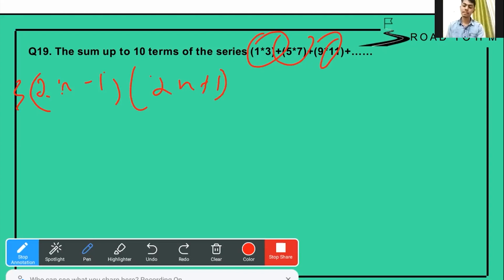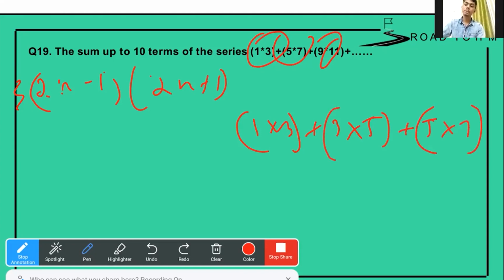That's what I expected. But then what happens is this equation works for the case 1 multiplied by 3 plus 3 multiplied by 5 plus 5 multiplied by 7. And obviously this is different from this: 1 multiplied by 3 plus 5 multiplied by 7 plus 9 multiplied by 11. So these two are different. This is my first approach.